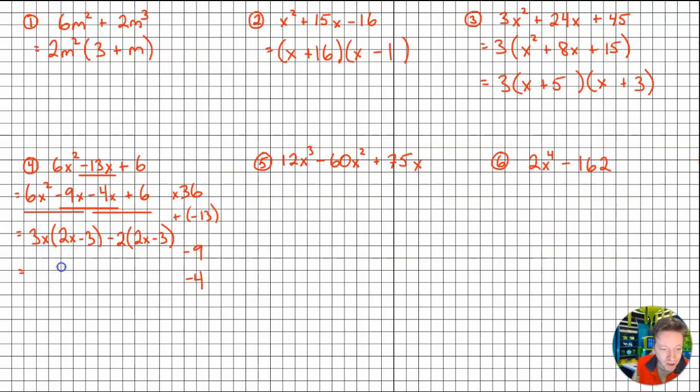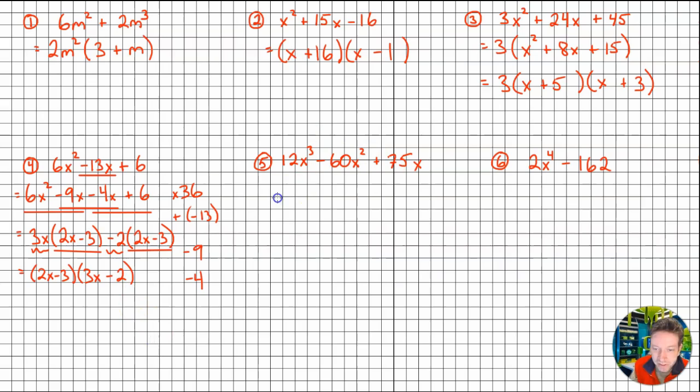So then our common factor is now the bracket itself. So we can pull that out as 2x minus 3. And then we're left with 3x minus 2. And there we go. All done.